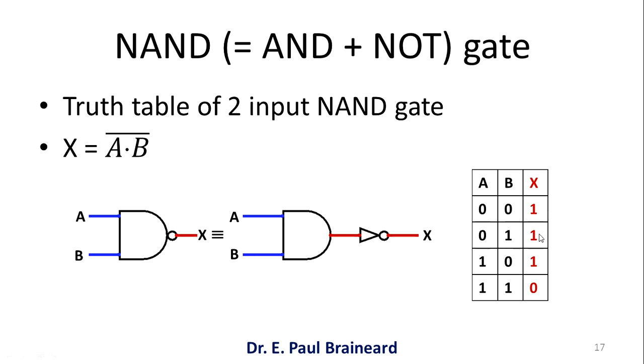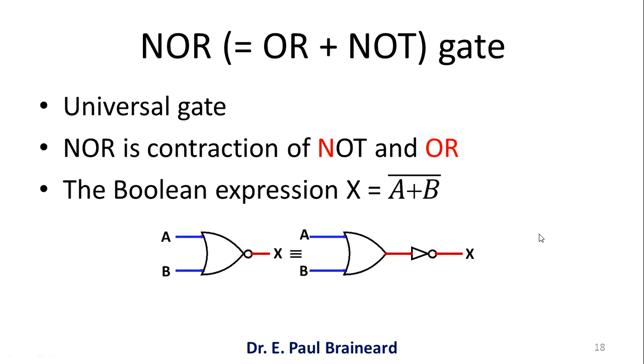Another universal gate is NOR gate. NOR is contraction of NOT and OR. The Boolean expression for NOR gate is A plus B whole bar. The circuit symbol for NOR gate is shown in figure. Also, the equivalent circuit of NOR is shown, which is OR gate output plus a NOT gate connected together.